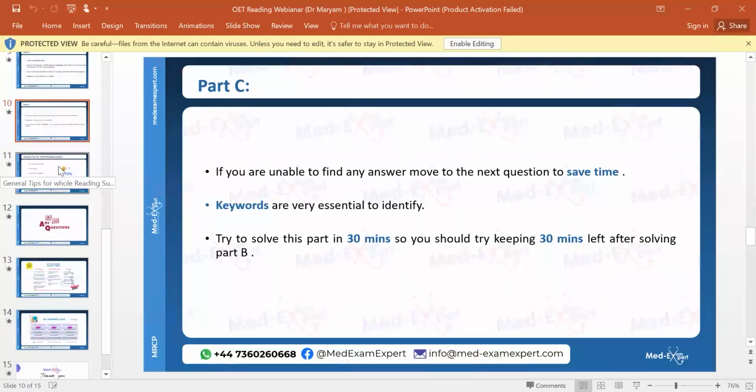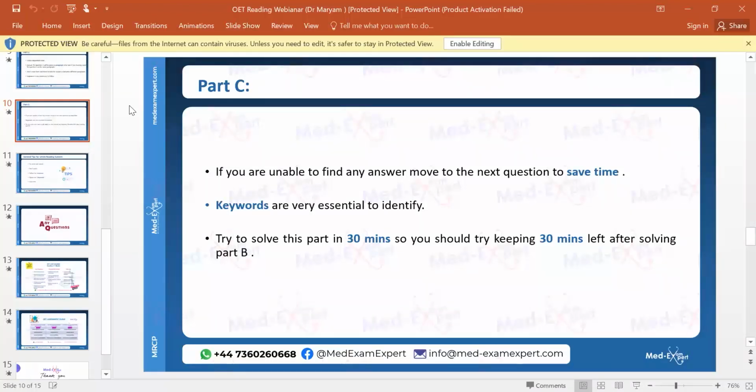Okay, thank you. If you are unable to find any answer, move to the next question to save time. This is the same tip I advised you for part B. So don't waste time on any question in which you are confused. If you think that you didn't find the answer to that question, please don't waste time on it. Please move to the next one and try to solve the unanswered question at the end of the test. Keywords are very essential to identify, and try to solve this part in 30 minutes.